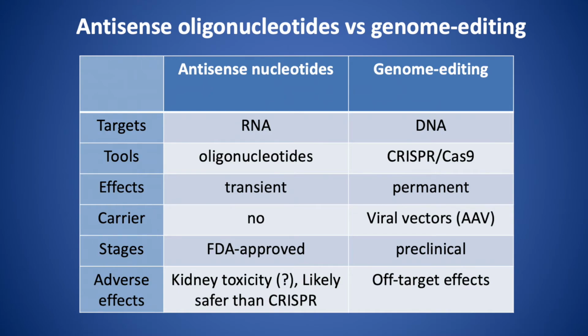And adverse effects: antisense oligos sometimes lead to kidney toxicity like proteinuria. Antisense oligos tend to accumulate in the kidney, so some patients have proteinuria, but it's usually not that serious and likely safer than CRISPR. In terms of genome editing, many people are concerned about off-target effects. If genome editing occurs on unintended sites, that might lead to cancer development or serious adverse effects. So that's the main concern in genome editing.